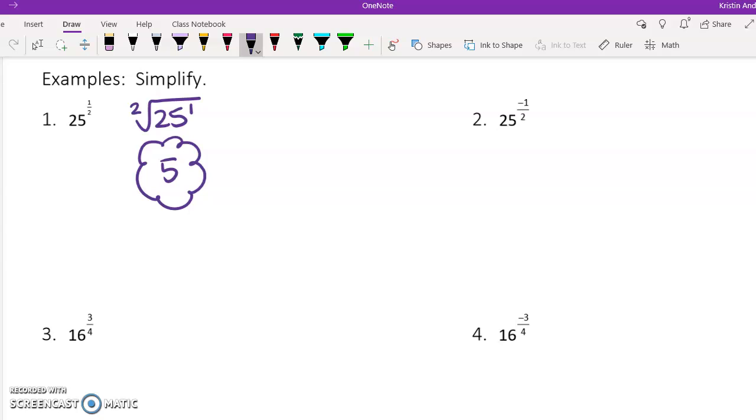In 2, we have a negative power. So when you have a negative, you should rewrite it first as 1 over 25 to the positive 1/2. Whenever you have the negative power, you move it to the other side of the fraction bar and make it a positive. And then you turn the fraction exponent into a root, which would be the square root of 25 first. So that's just 5.